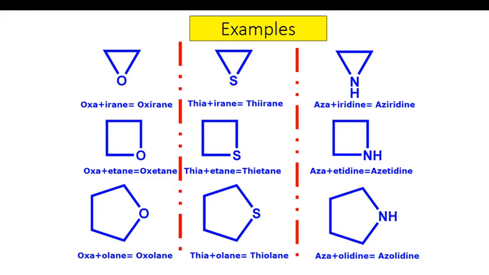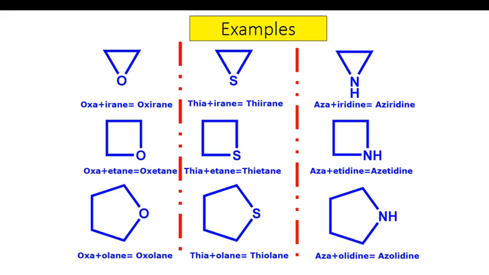Then examples. In this case it is oxa plus irene, so it is oxirane. The A is omitted. Then here it is thia plus irene. Thia because of the presence of sulfur, and irene because of the 3-member ring which is unsaturated. So it is thiirene, and the A is omitted. Then it is aziridine, aza plus iridine.